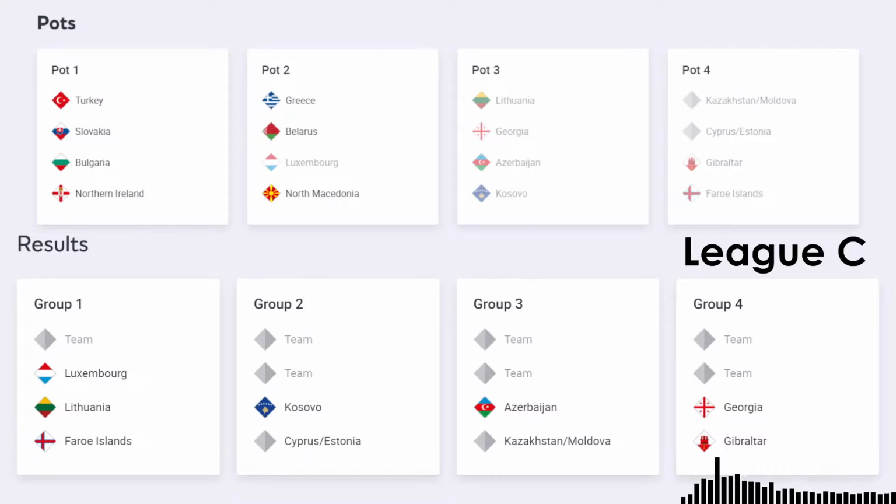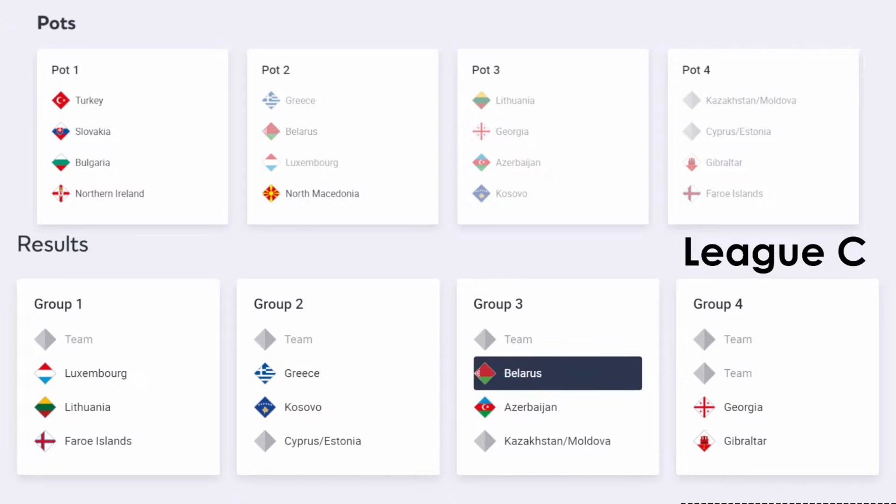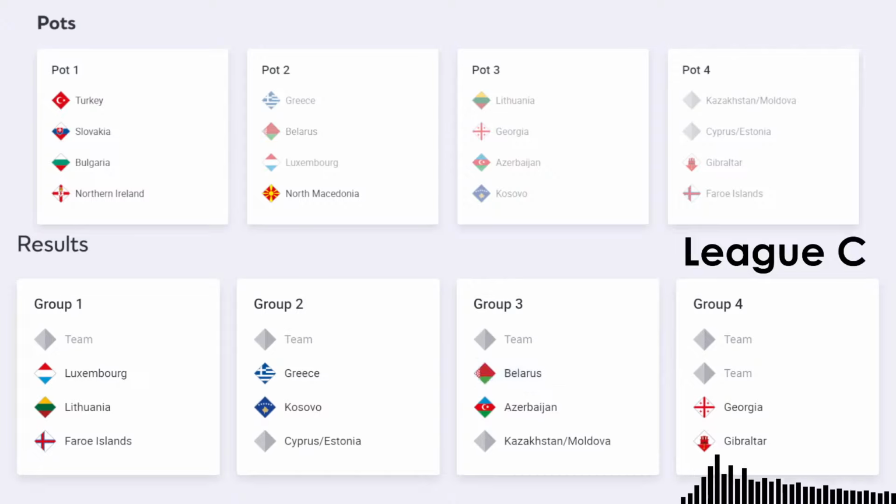The match between Cyprus and Estonia has to be done, and then the winner should be on there, and Kosovo, and now Greece is also there. Belarus joined Group 3. So Belarus on Group 3 now with Azerbaijan, Kazakhstan or Moldova. So North Macedonia on Group 4.